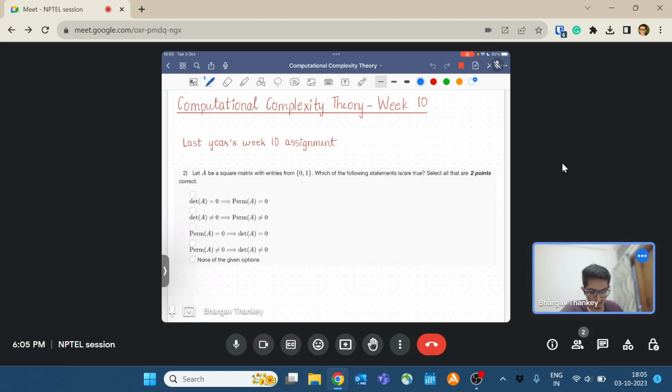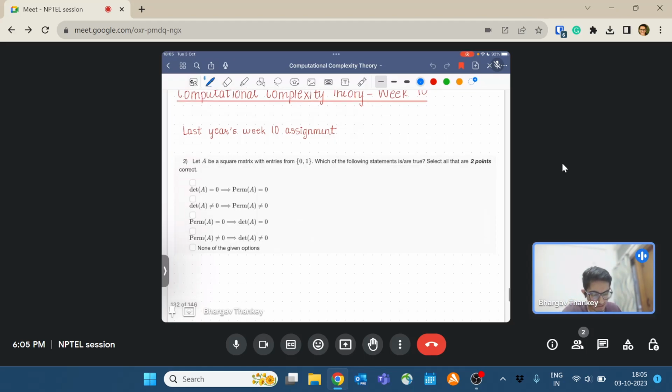Okay, let's start. The first problem is: let A be a square matrix with entries from {0, 1}. Which of the following statements is or are true? Select all that are correct. The options are: A, determinant of A equals 0 implies permanent of A equals 0. B, determinant of A not equal to 0 implies permanent of A not equal to 0. Option C is permanent equals 0 implies determinant equals 0. Option D is permanent not equal to 0 implies determinant not equal to 0. And E, none of the above.